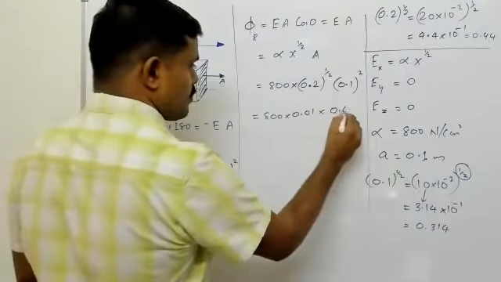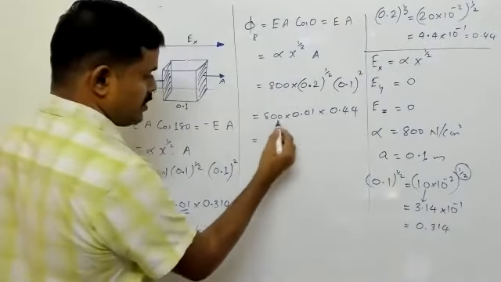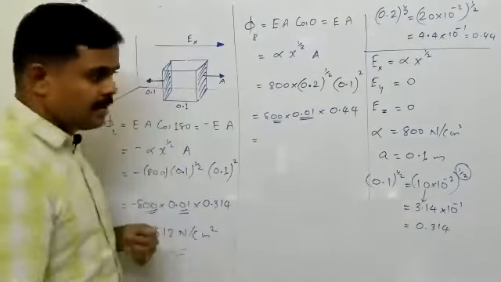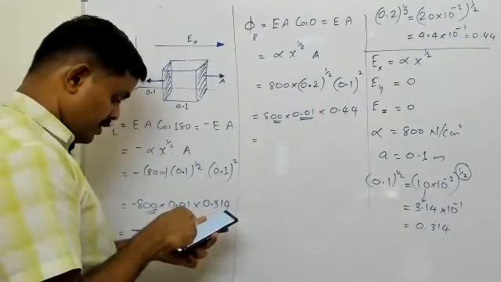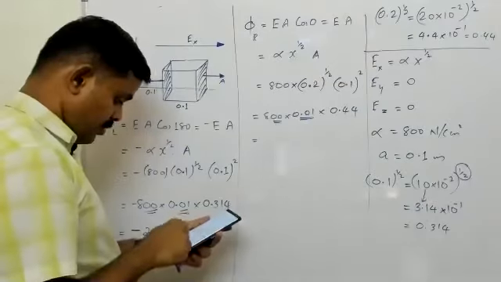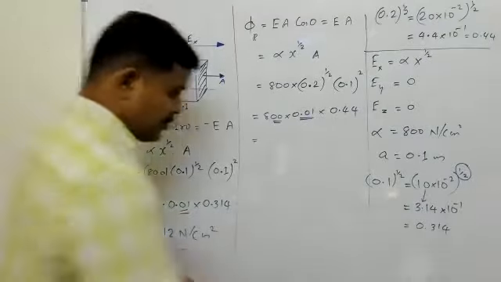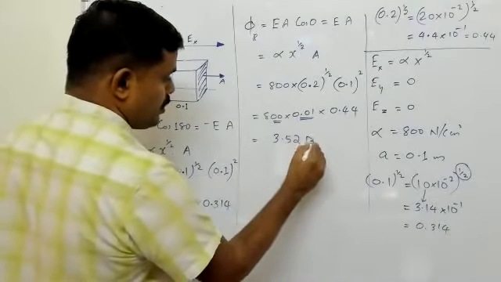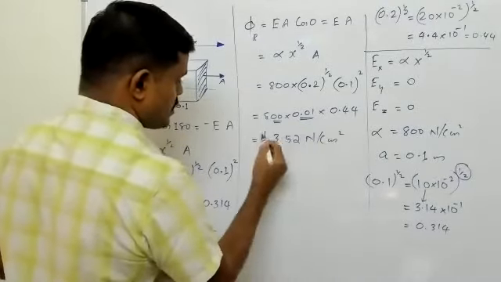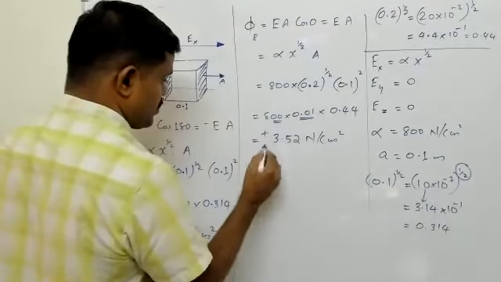So 0.44. These zeros with 0.01. 8 into 0.44. Let me multiply. It's 3.52 Newton per Coulomb into meter square. This is plus. That is the flux on the right side.